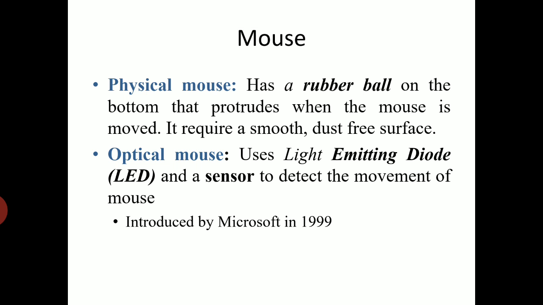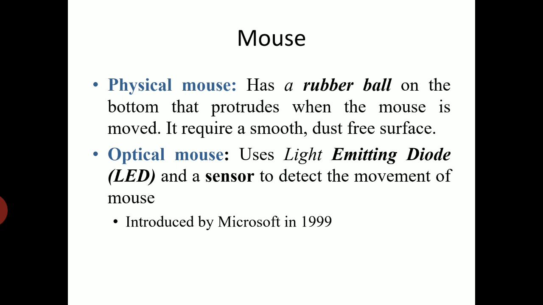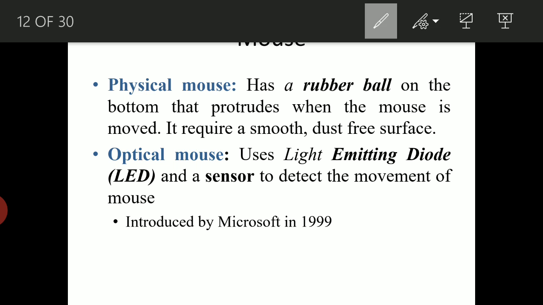Optical mouse, as the term specifies, is based on light. Nowadays, underneath the mouse you can see a light coming out. It is the light coming from a light emitting diode, and there are various sensors for detecting the movement of the mouse. That was introduced only later, in 1999.